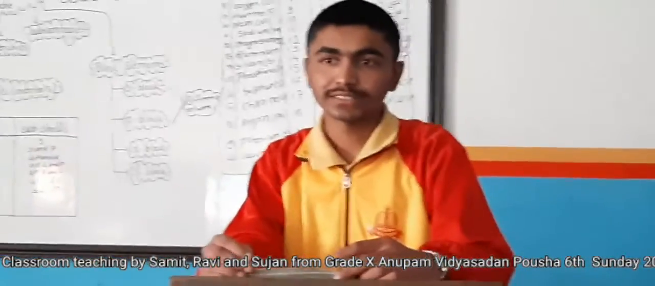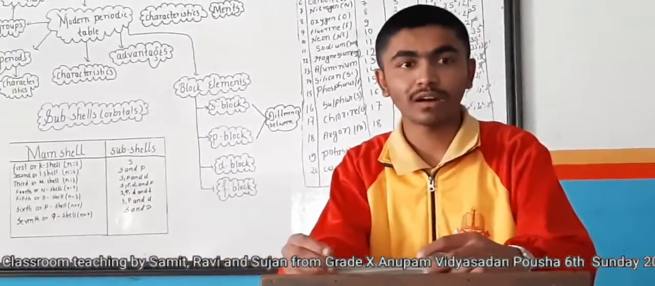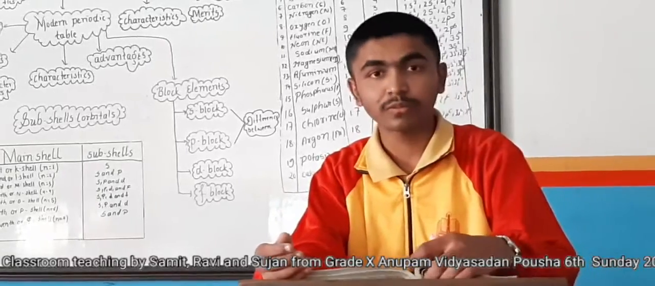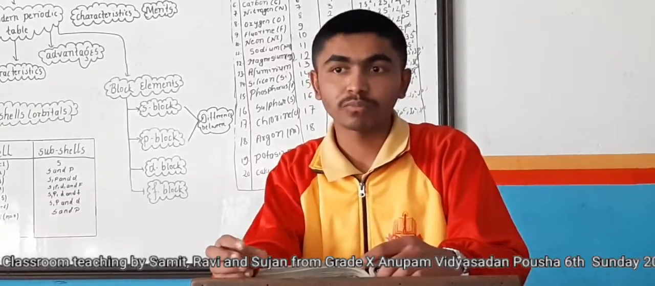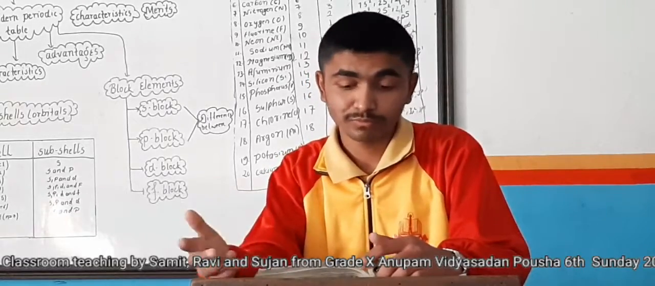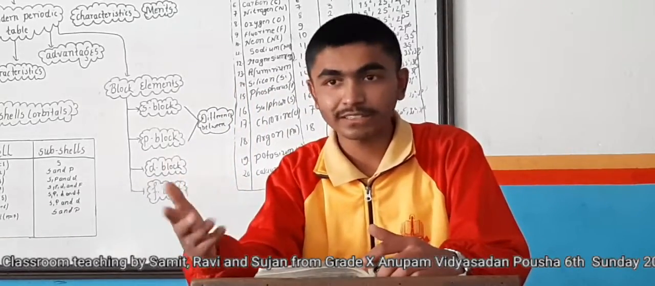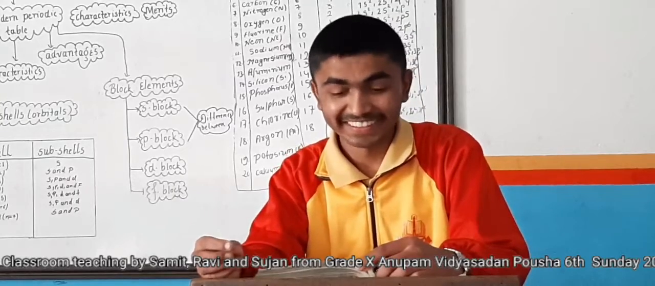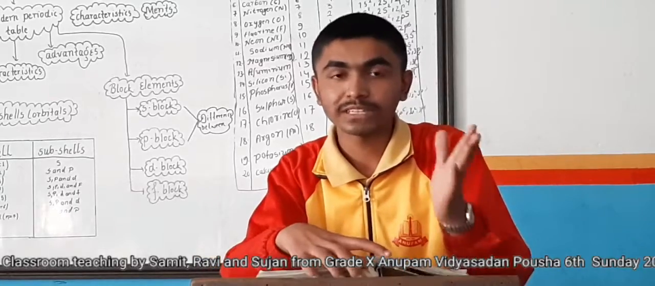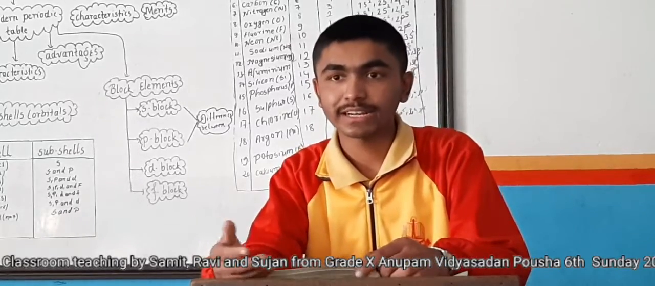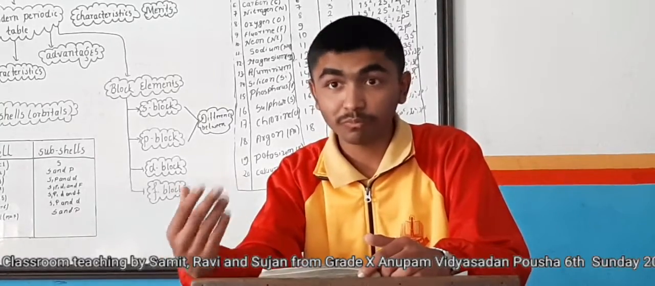Except 0 and 8, all groups from 1 to 7 have subgroups, subgroup A and subgroup B. They are numbered as IA to VIIA like this. Group 0 has no subgroup, but group 8 has 3 columns. So altogether there are 18 columns, 18 groups in the modern periodic table.